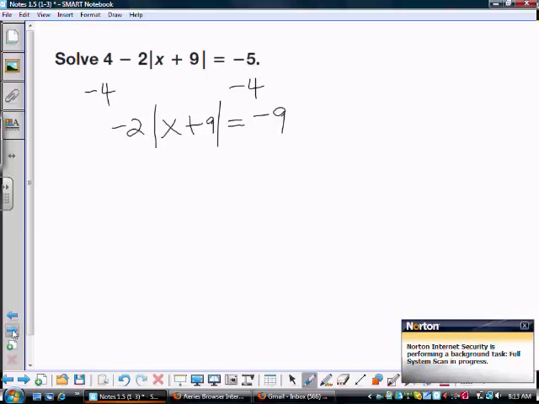Okay. I will get the negative 2 away from the absolute value by subtracting or dividing? Yes, dividing. Why dividing? Because that's a multiplication right there. The inverse of multiplying is dividing. So now we divide both sides of this equation by negative 2. The negative 2's go away, and I get the absolute value of x plus 9 is equal to 4.5.